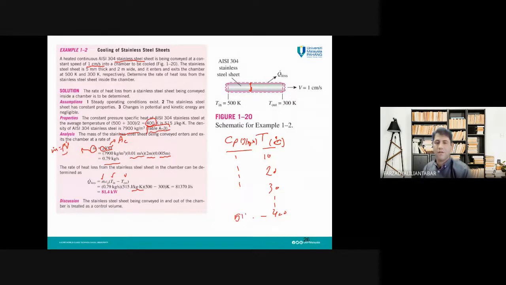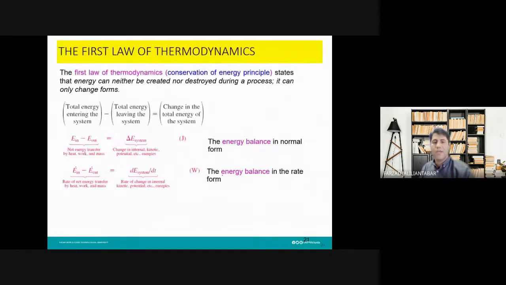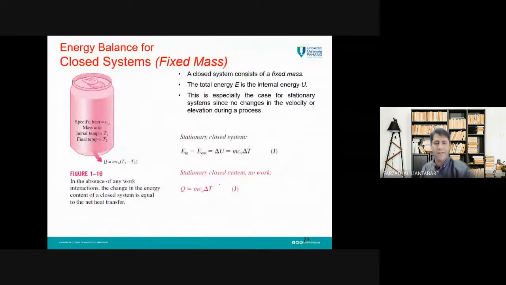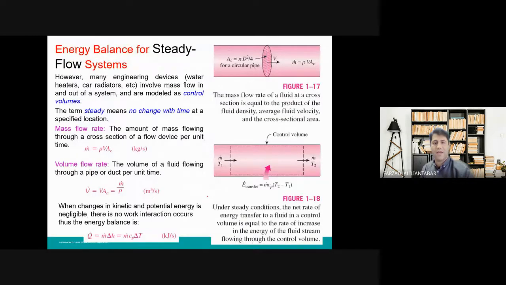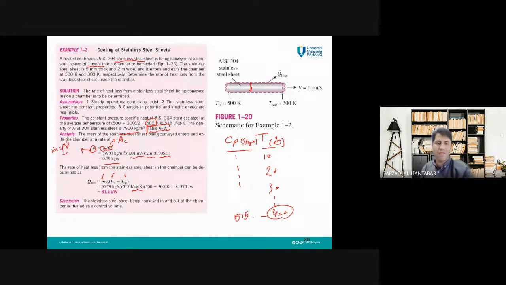Is 550. 400. Why 400? We have 500 and 300 here. But if you remember, in the equation which we have here, we also mentioned in earlier slides that we need to use CP for average temperature, or CP average. Okay, so CP should be for average temperature.